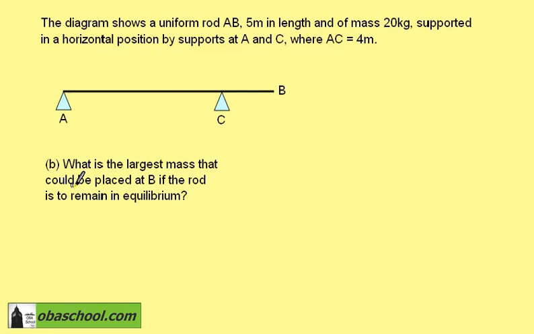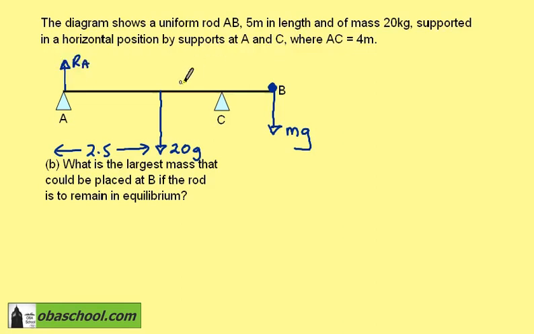We're now asked, what is the largest mass that could be placed at B if the rod is to remain in equilibrium? If we place the mass at B, and since we don't know it, we'll call it M, the weight will be mg. The weight of the rod acts at the center since we have a uniform rod. We have the reaction at A and the reaction at C.